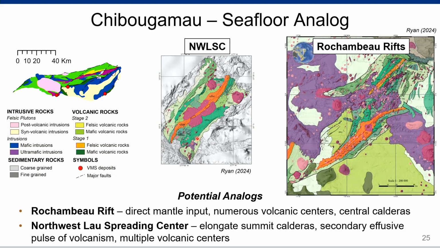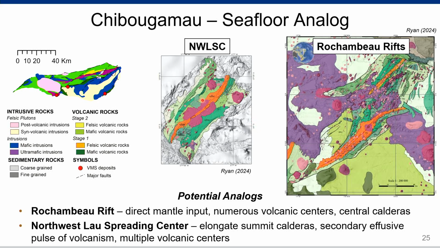But there are two pretty good analogs here, the Rochambeau rifts and the Northwest Lau spreading center that occur immediately adjacent to one another. The Rochambeau rift shows direct evidence for mantle input in the chemistry of the volcanic rocks. And note here, it's maybe hard to see, but there's a whole series on this orange rift here of purple volcanoes. It looks like it's got a fungal infection. It's just littered with volcanoes. So it's not just one eruptive site, it's numerous volcanic centers, and there's central caldera complexes here that could be analogs for a subvolcanic basin.